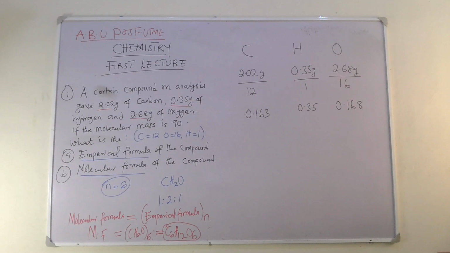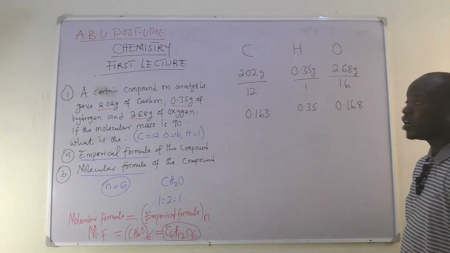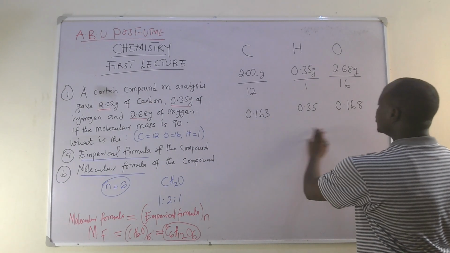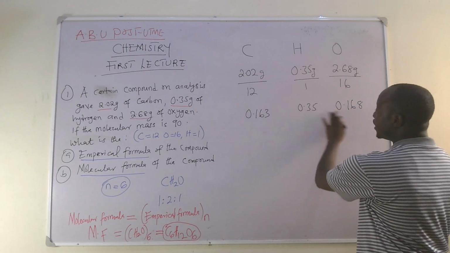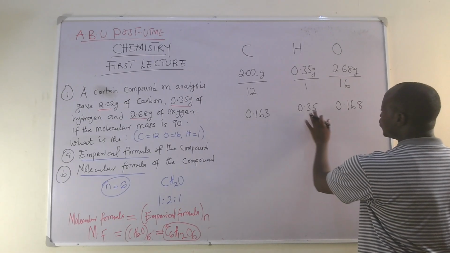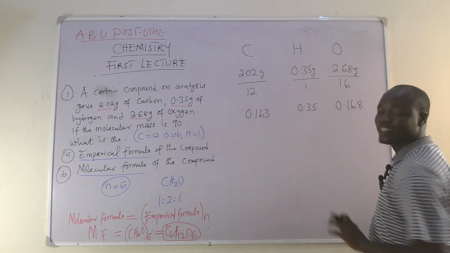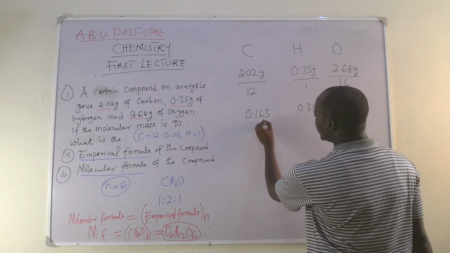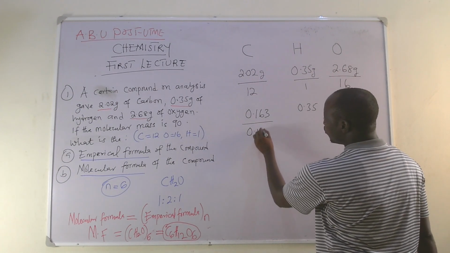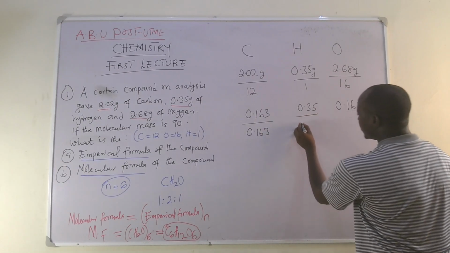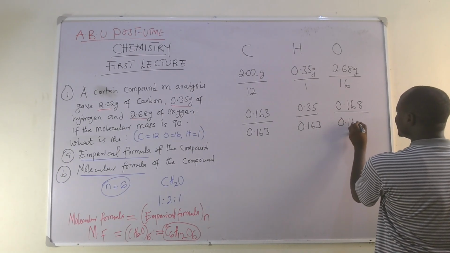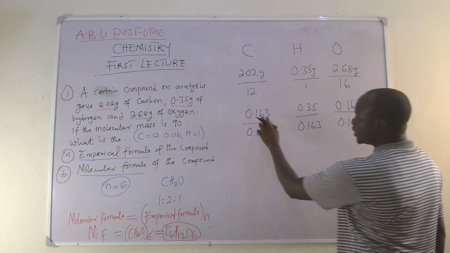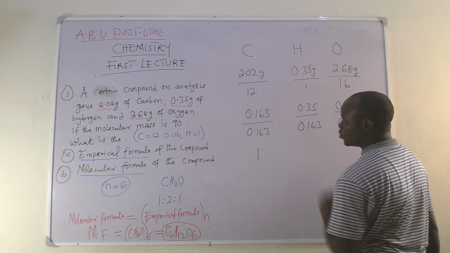So from here, ladies and gentlemen, without wasting much of our time, we are now going to look at the smallest number among all this. Which one is the smallest? If you can see, this one and this one give almost the same thing, and they are the smallest. You'll realize that this 0.163 is the smallest number. So we are now going to divide this by 0.163. Also, we divide this by 0.163. We also divide this by 0.163.